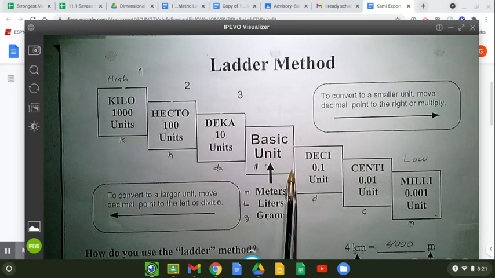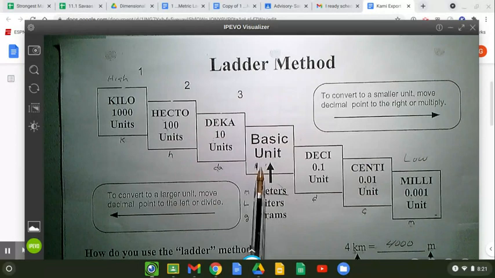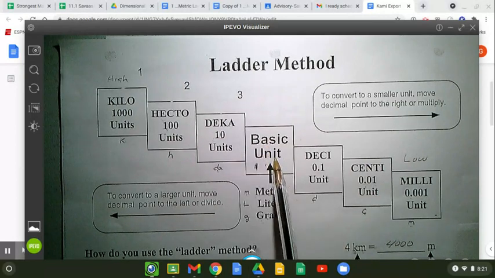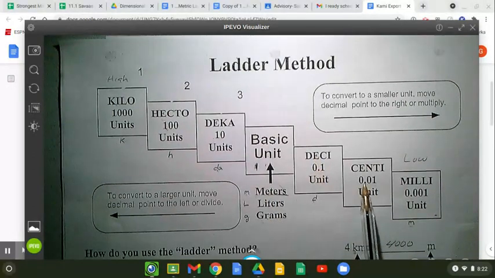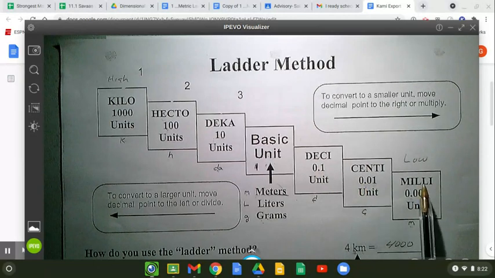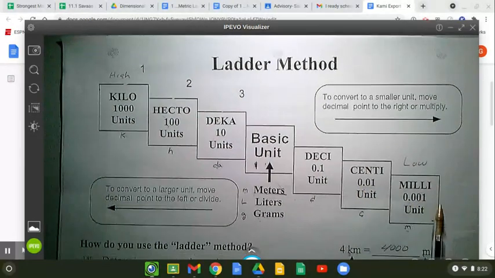This middle square has a value of 1, but it's where our basic units go, whether it's meters, liters, or grams. Then as we continue on with our smaller units, we have deci 0.1, centi 0.01, and milli 0.001.